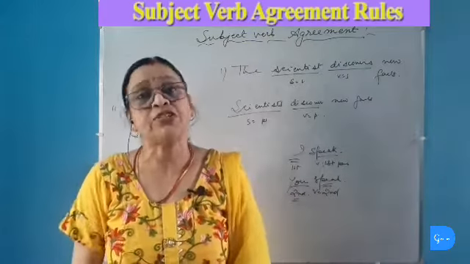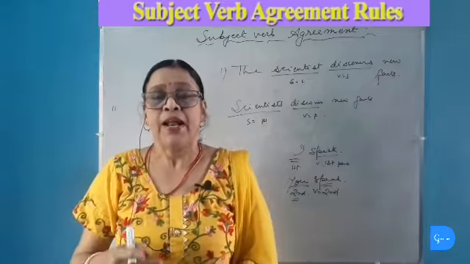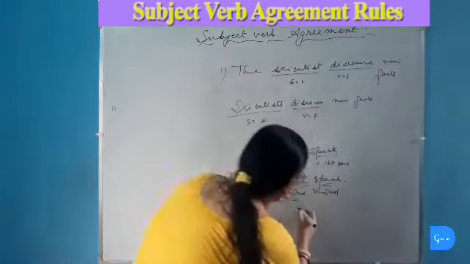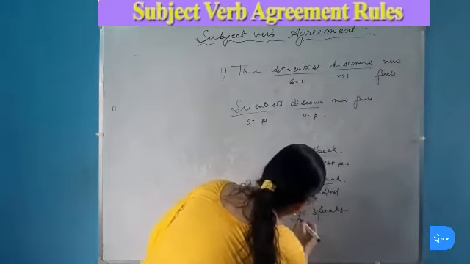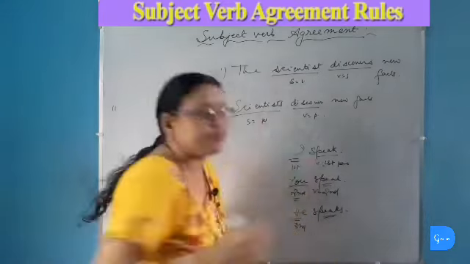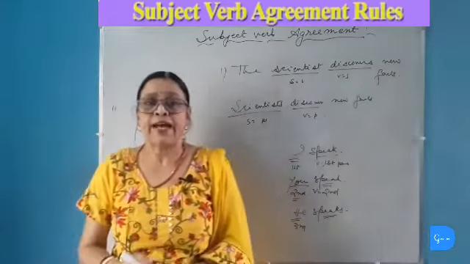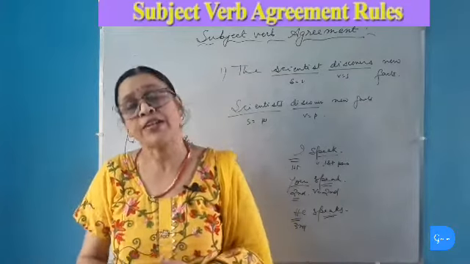Again, if the subject is of third person, then the verb will also be of the third person, like he speaks. Here the subject is third person, so the verb is also third person. So we can conclude that a verb must agree with its subject in number as well as in person.